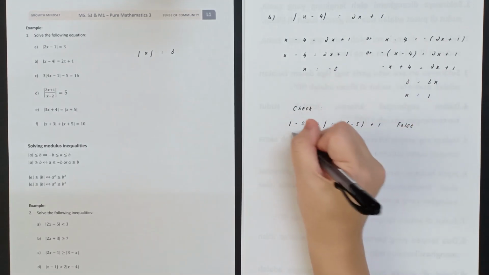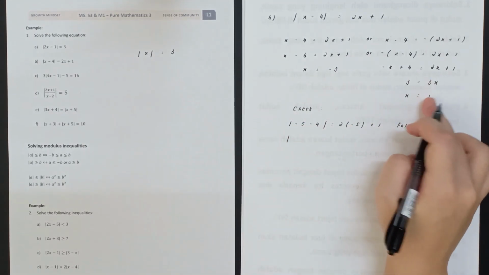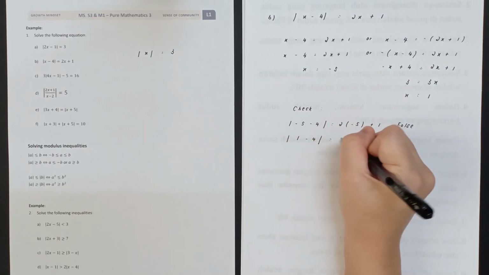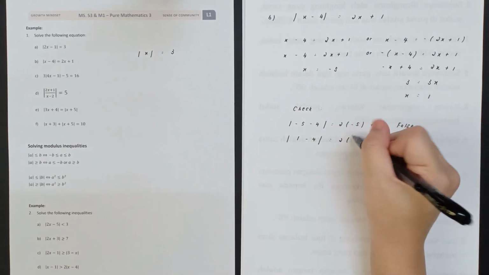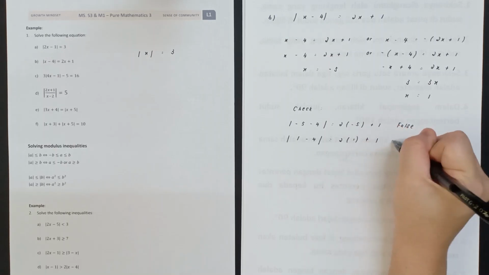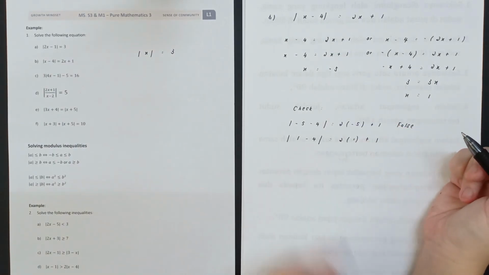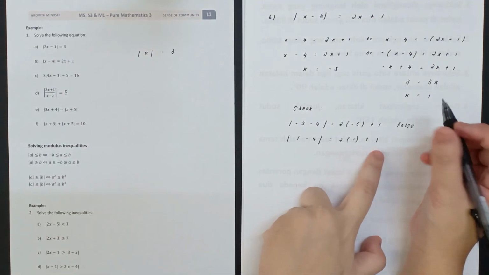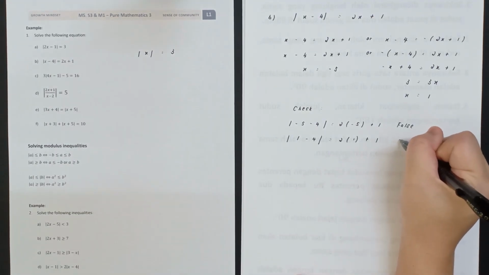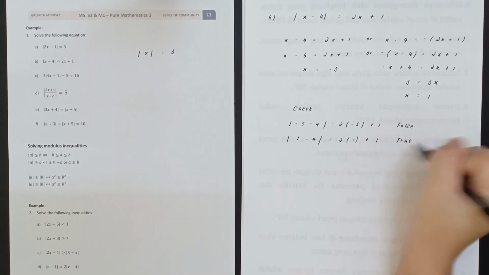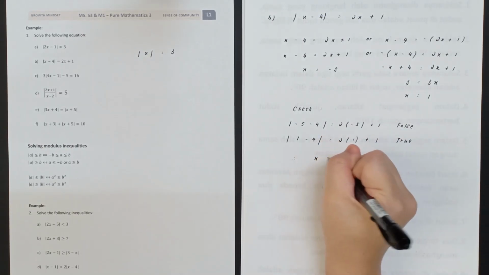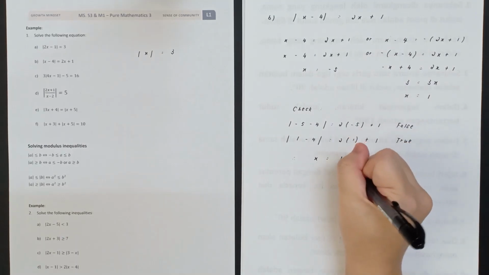Now let's check the other one first. 1 minus 4 equals 2 times 1 plus 1. You check 1 minus 4, you get negative 3, so the modulus gives 3. Then 2 plus 1 gives 3, so this is true. So for this solution, you only have one solution, which is x equals 1.